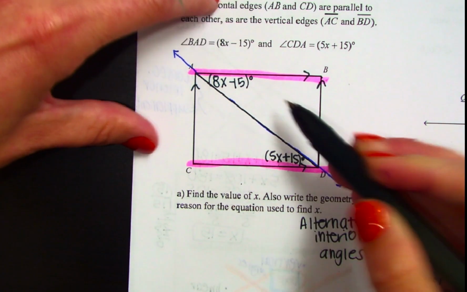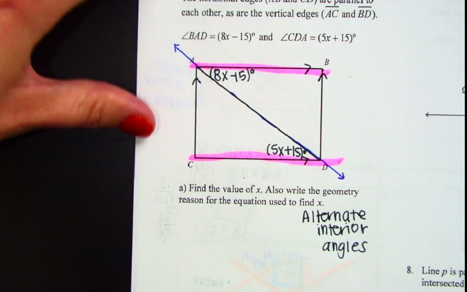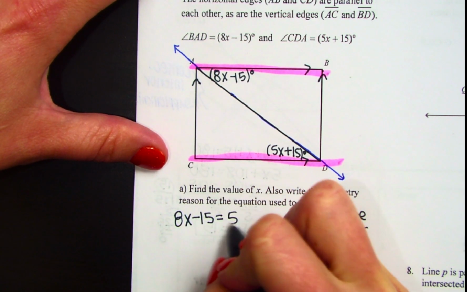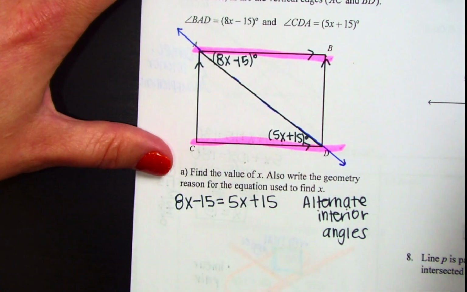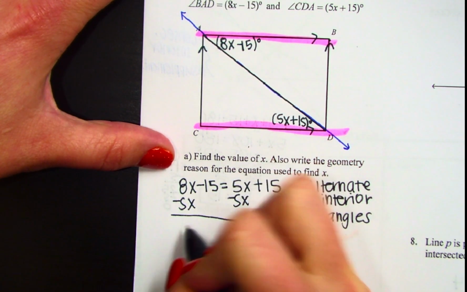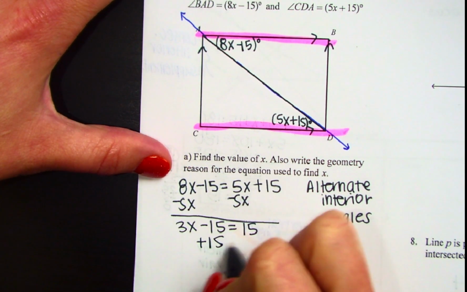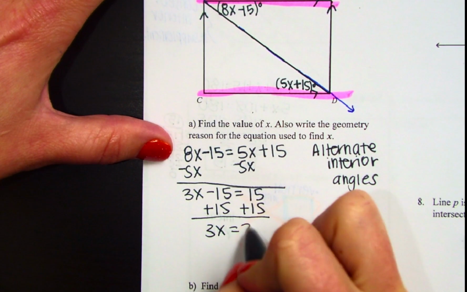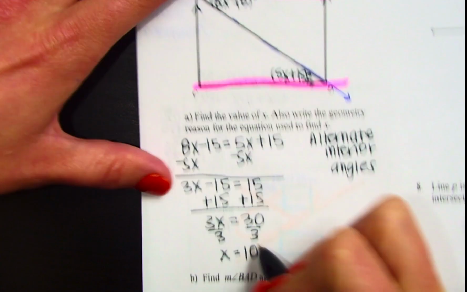They're on alternating sides of the transversal and on the inside of the parallel lines. So alternate interior angles we know are congruent. So I'm going to set up my equation by setting these angle measures equal to one another. And then I'm going to solve. So I'm going to subtract 5x from both sides. 3x minus 15 equals 15. Add 15. I have 3x is equal to 30. Dividing by 3, 30 divided by 3 is 10. So x equals 10.